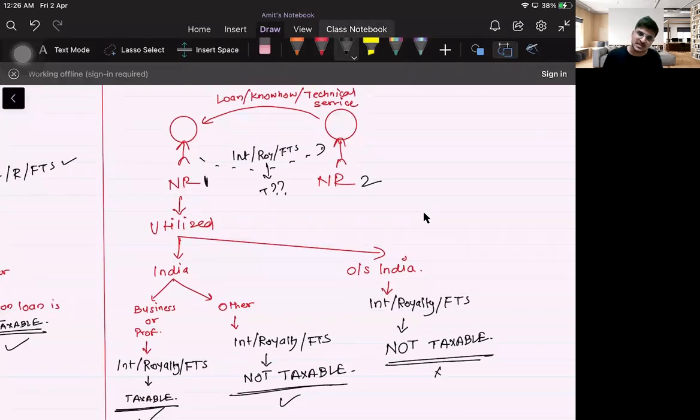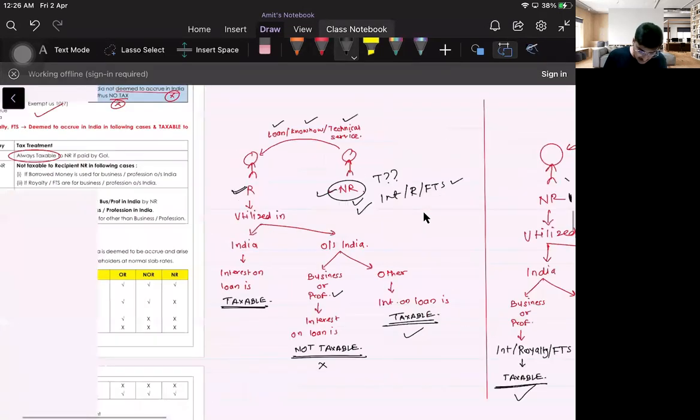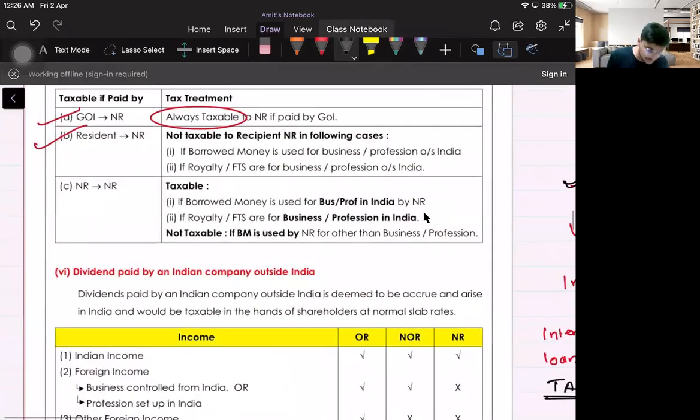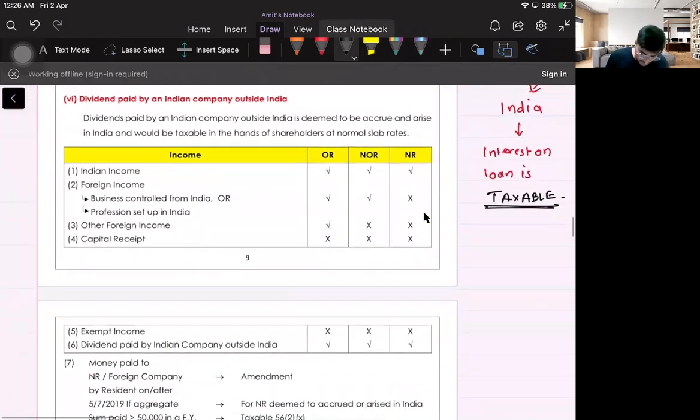If utilized in India for business purpose है, then it will be taxable for NR2. If it is used in India for other purpose है, it is not taxable. If it is used outside India है, then in that case it is not taxable. And this was your point number three. This is the summary of your entire thing.